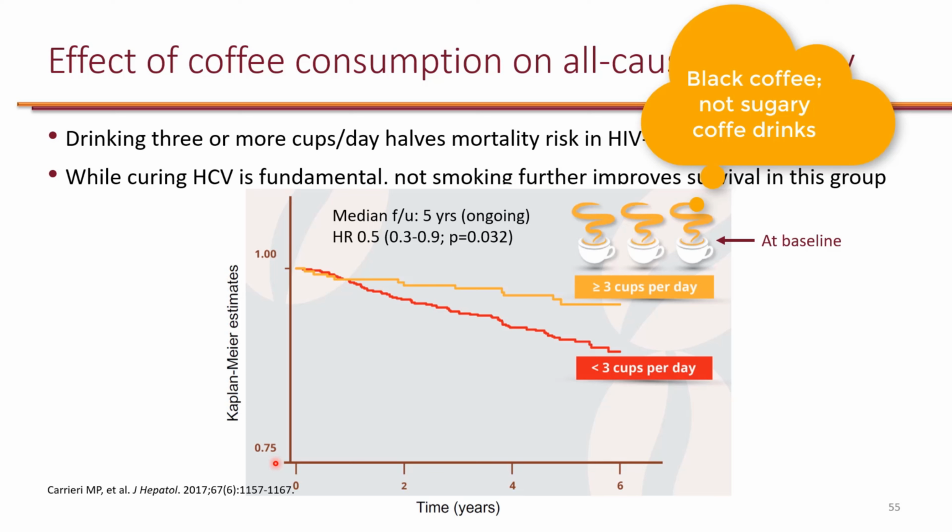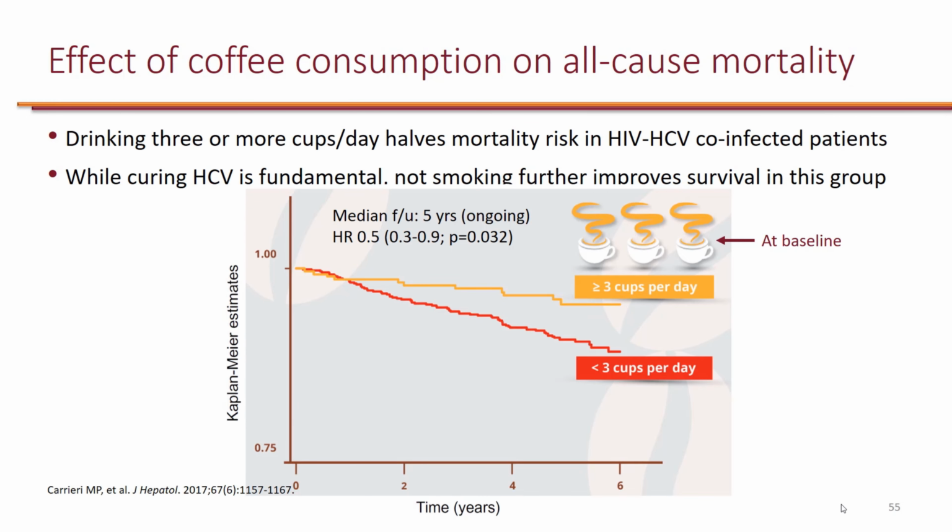So you can see here on the horizontal axis, we're looking at time, and on the vertical axis, we're looking at the risk of mortality, with one being 100% risk. And as time went on, and this is an ongoing cohort study in France, at year 5, the risk of mortality was reduced by half in patients who had at least 3 cups of coffee. This concludes this presentation.